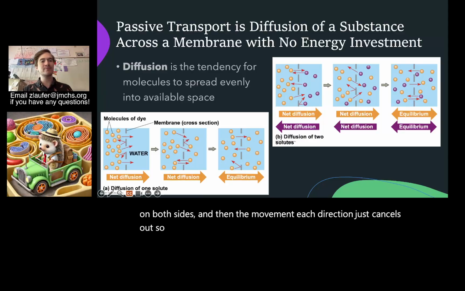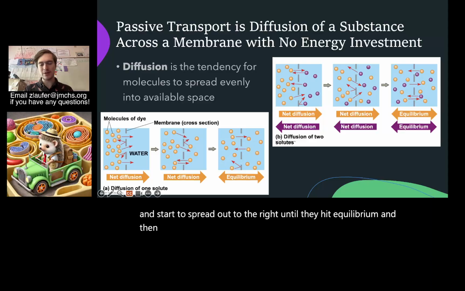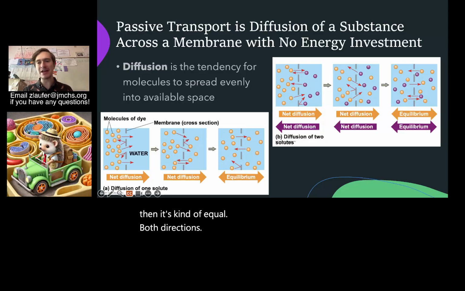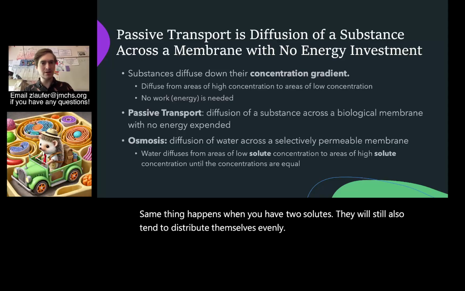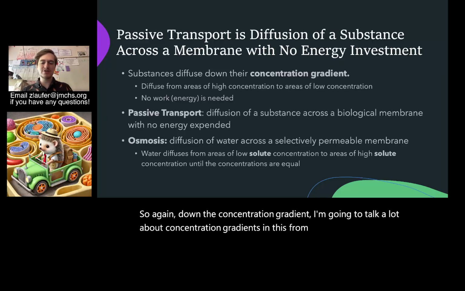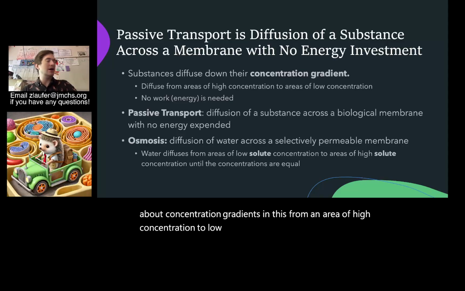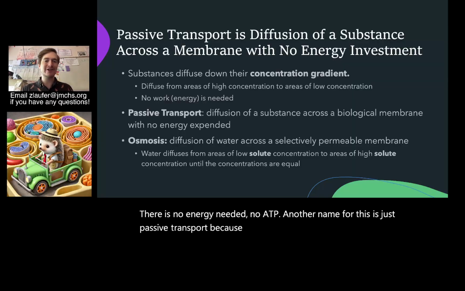So we can see it in the bottom here. At first, all the concentration is on the left, they randomly bump into each other and start to spread out to the right until they hit equilibrium, and then it's kind of equal in both directions. Same thing happens when you have two solutes. They will still tend to distribute themselves evenly. So again, down the concentration gradient. I'm going to talk a lot about concentration gradients in this. From an area of high concentration to low concentration. There's no energy needed, no ATP. Another name for this is just passive transport because it is not requiring energy.